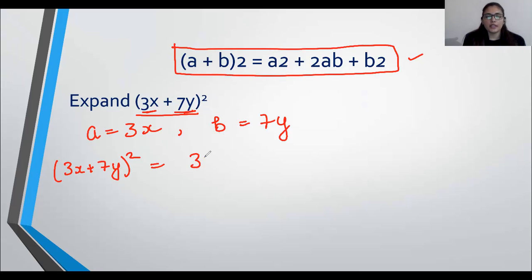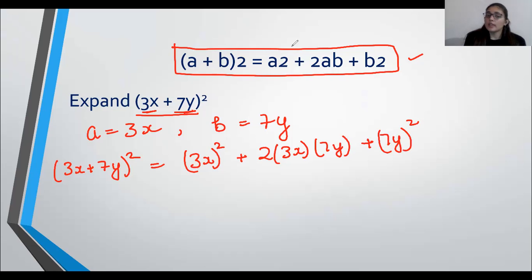You need to do a square, which is 3x whole square, plus 2 times a times b, right? Plus b square, which is 7y whole square. See what I have done? I have just replaced the values of a and b with 3x and 7y in this identity, right? And you are done with this.